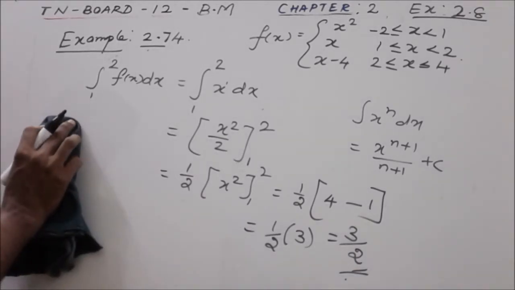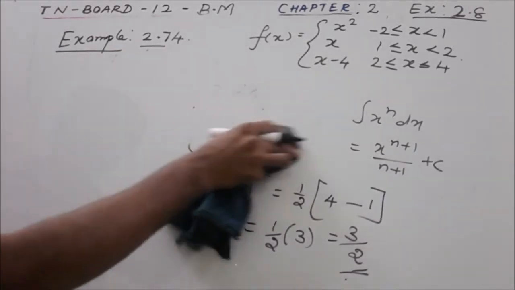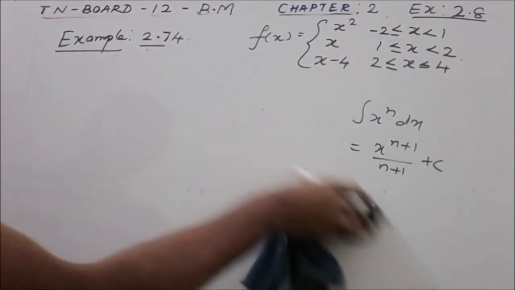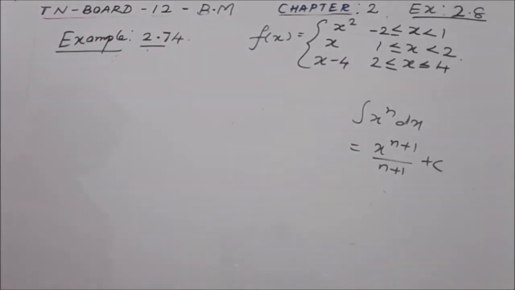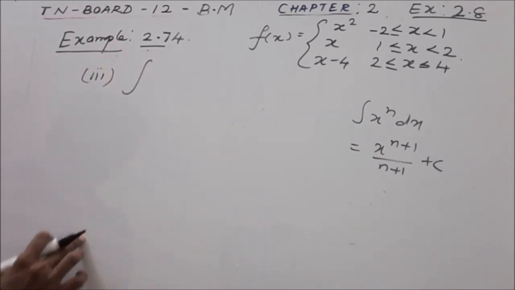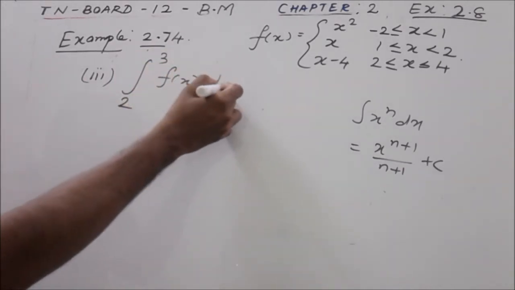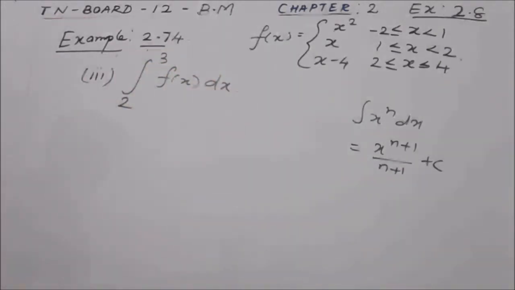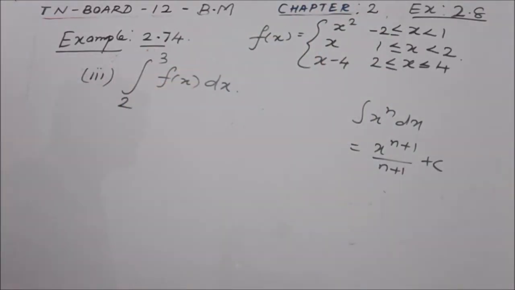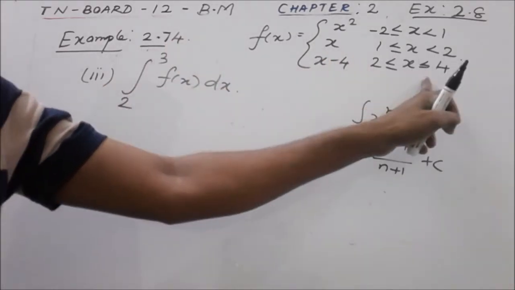Then subdivision number 3. Given integral 2 to 3 f of x dx. For the third subdivision, the function f of x is totally given. In the third subdivision, limit 2 to 3 f of x dx is given. So 2 to 3 means we should go to the third function.